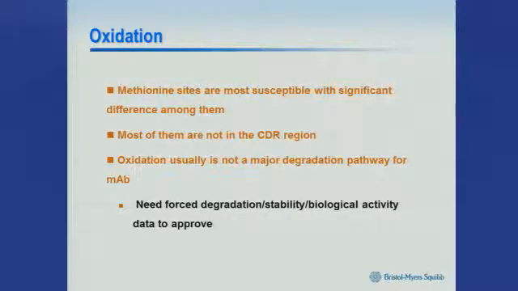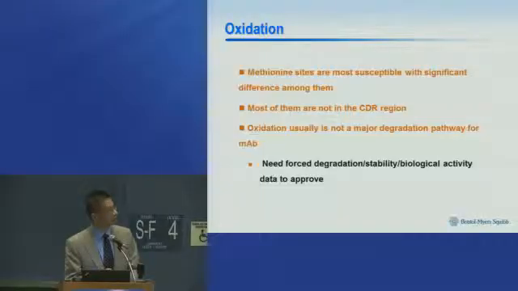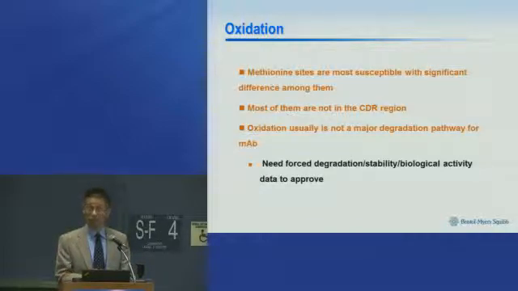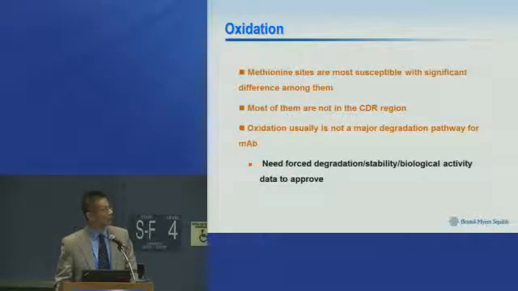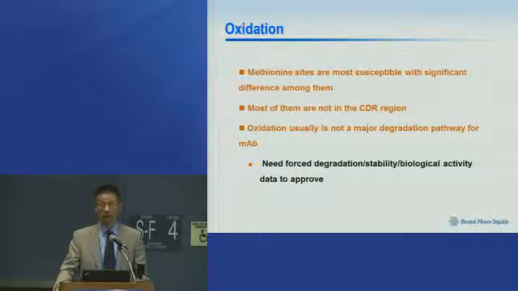For oxidation, same thing here. Mass spec can give you a pretty good answer by looking at, again, since we have knowledge of this protein molecule already, methionine residues are almost always the most susceptible oxidation site. We can tell how much is there and how much is on each site is oxidized. And again, majority of them actually are not in the CDR region. And we would also like to mention here that the oxidation usually is not a major degradation pathway.